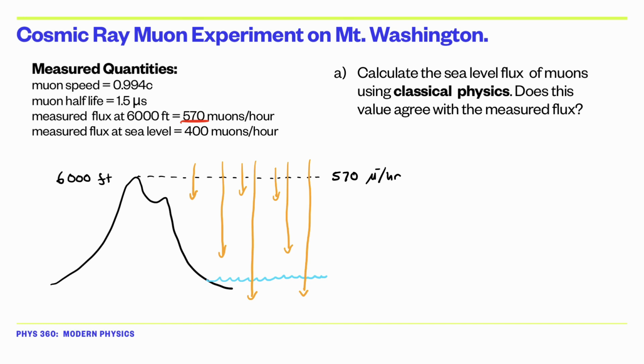So again, the experiment on top of Mount Washington measured 570 muons per hour. When they repeated the experiment at MIT, which is close to sea level, they measured around 400 muons per hour. We would like to use the measured data given here to see if these two rates, 570 muons per hour and 400 muons per hour at sea level, are consistent with this muon velocity and the half-life according to classical physics.